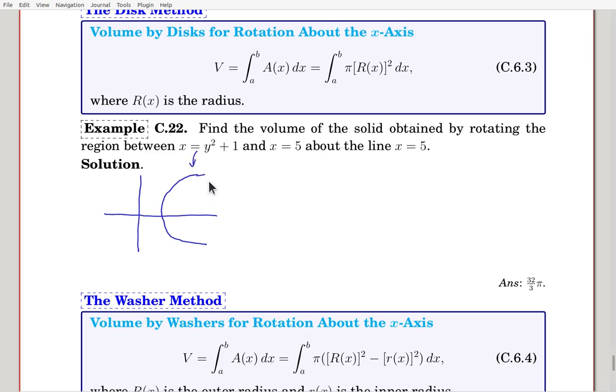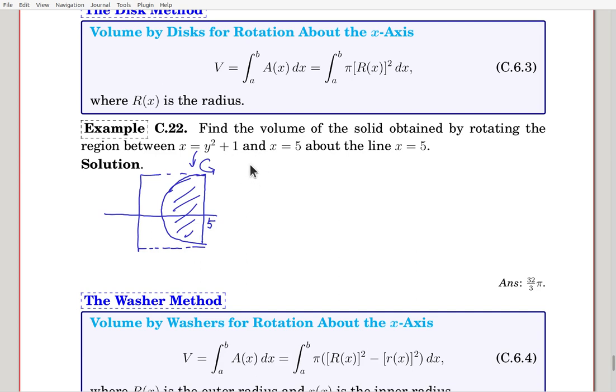And here, x equals 5 is this line. Now it is rotated about the line x equals 5. So this region is rotated along that line so that it makes a solid. Okay. So for this one, if we try to use the disc method, then we get the integration in the y direction. So we have to find the bottom and top in the y direction.